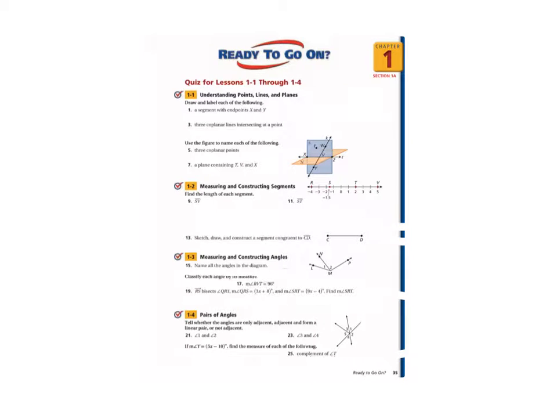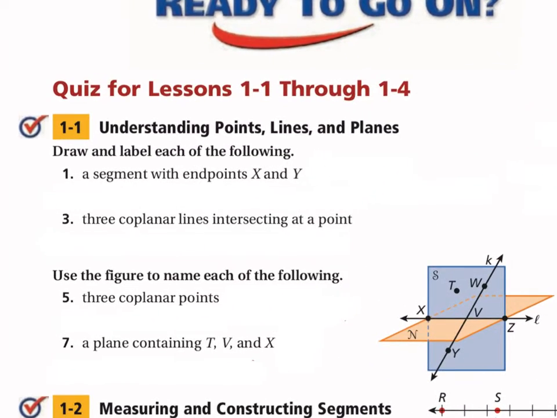Okay, so we're going to go over homework 1.1 to 1.4, last night's work. Let's look at number 1. Draw and label each of the following. So draw a segment with endpoints x and y. So we would draw a segment with an endpoint x and an endpoint y.